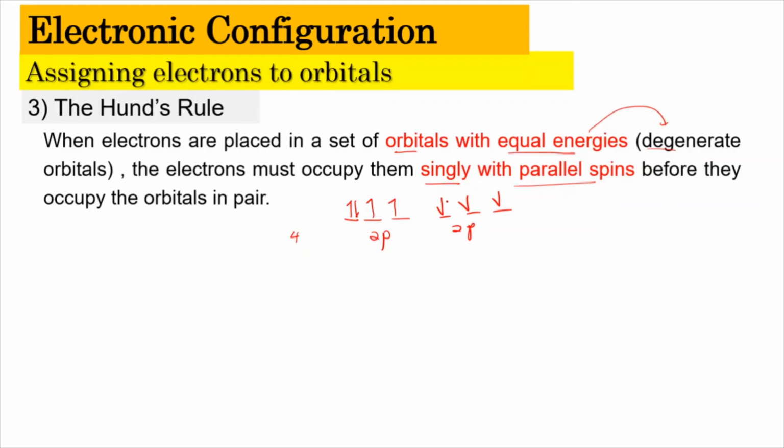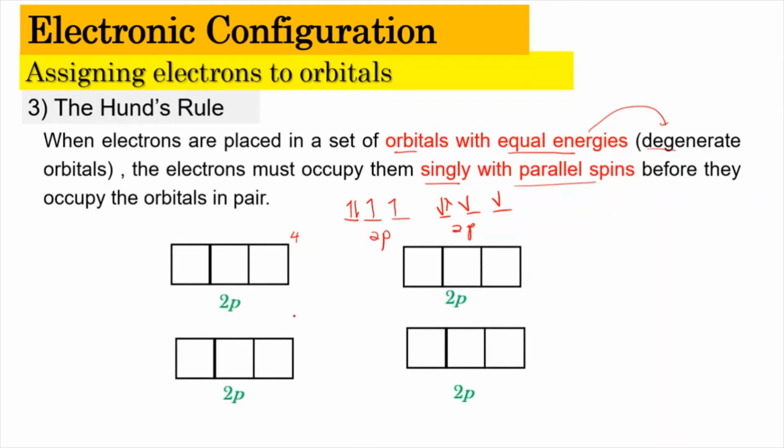The balance of 1, then only you pair them. So both ways are accepted. Okay, and this one is the wrong one. If you put both like this, then automatically this is going to be wrong.